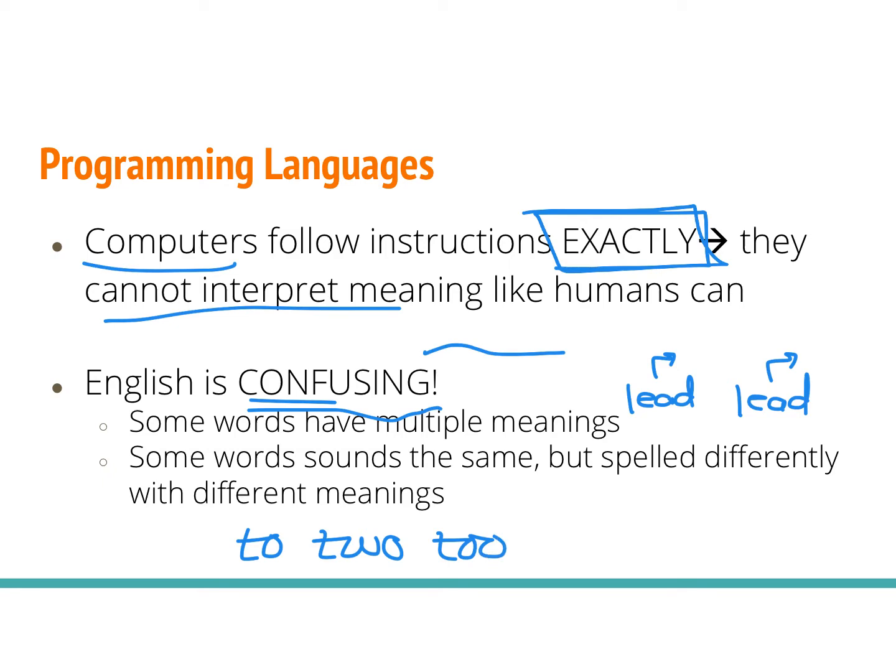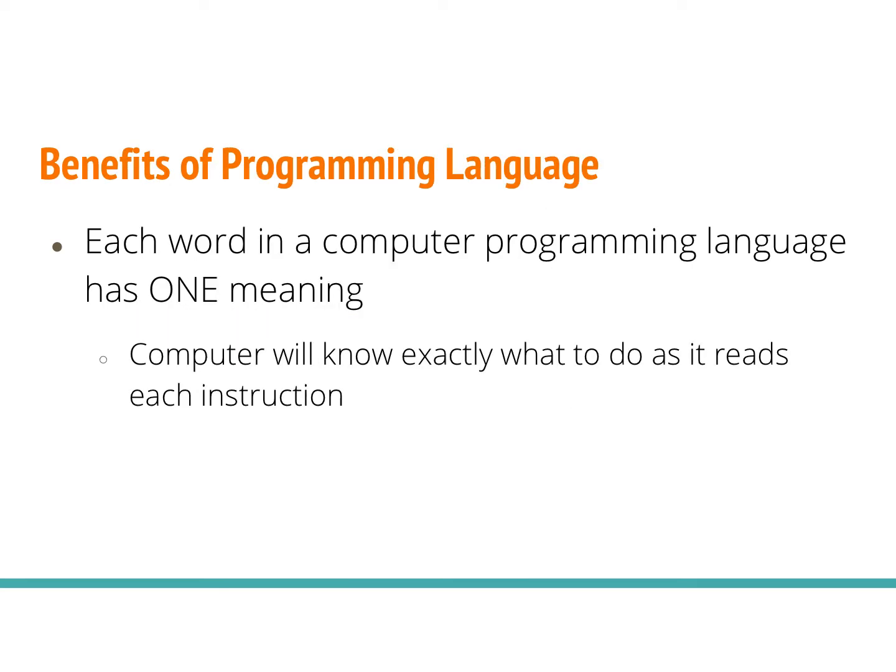So if we were to just, in English, tell our computer what to do, it wouldn't know what to do with that. It wouldn't know what to do with the different versions of two. It wouldn't know what to do with the fact that these words have the same spelling. So because computers need to follow instructions exactly, and there can't be any things that are confusing that need to be interpreted, we have programming languages that tell computers exactly what to do and give them very exact, clear, concrete instructions. Now, the benefit of a programming language is that in computer programming languages, each word has exactly one meaning.